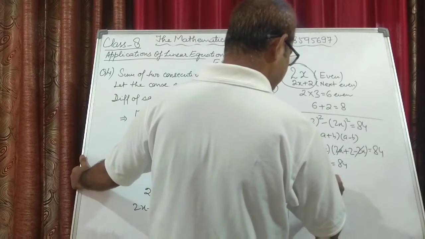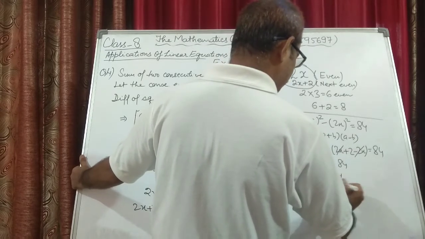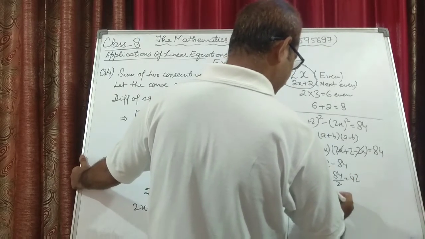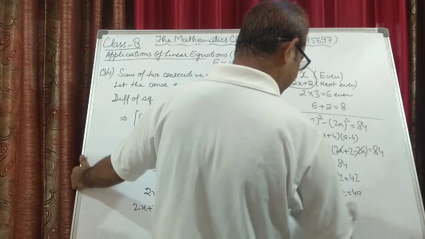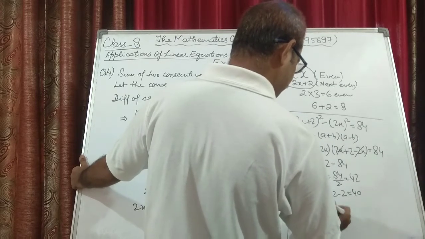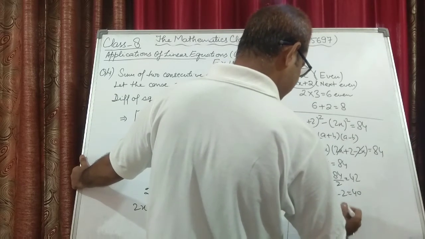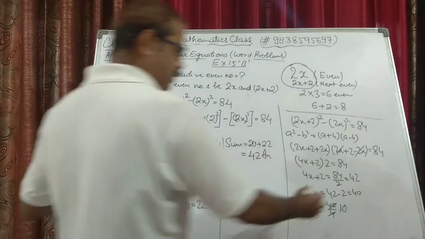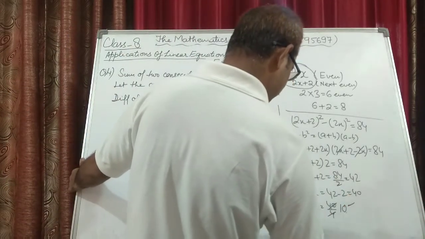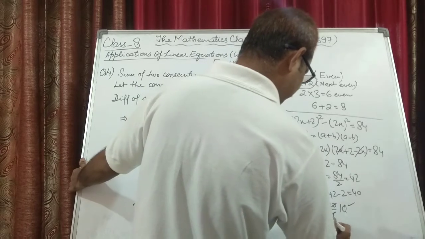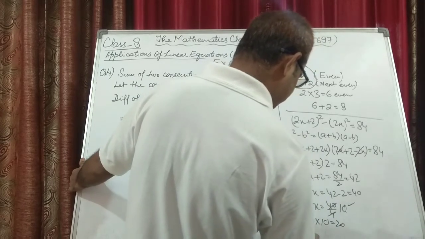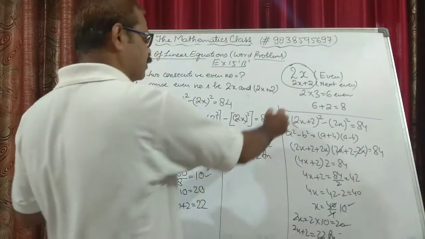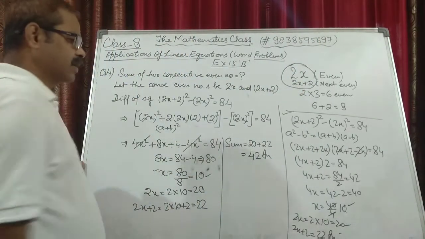So 4x plus 2 will be 84 upon 2, that is 42. So 4x is equal to 42 minus 2, that is 40. So x is equal to 40 upon 4, that is 10. We get the value of x as 10 here also, and there also we got x as 10. So 2x is 2 into 10, that is 20, and the other number is 2x plus 2, that is 22. So by any method you can solve, either by this method or by that method.